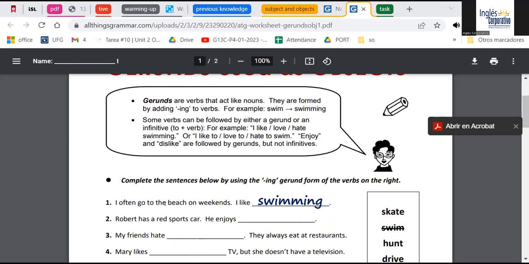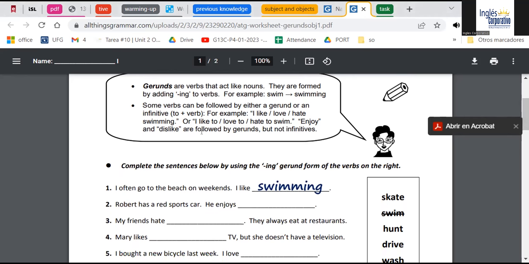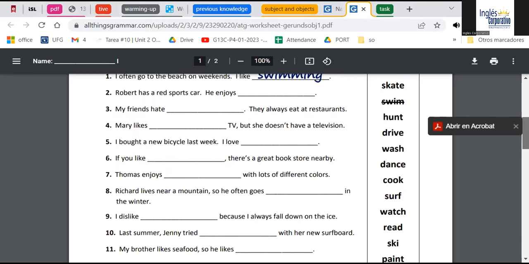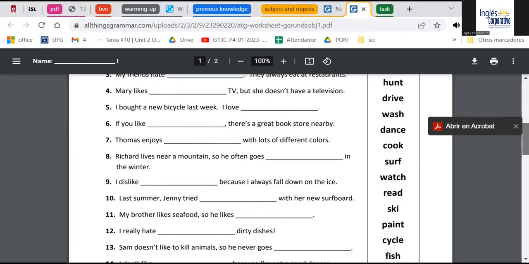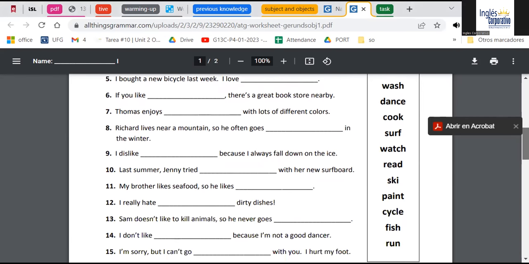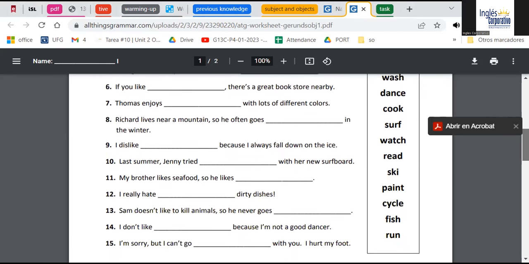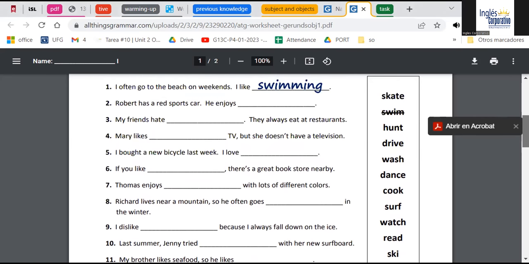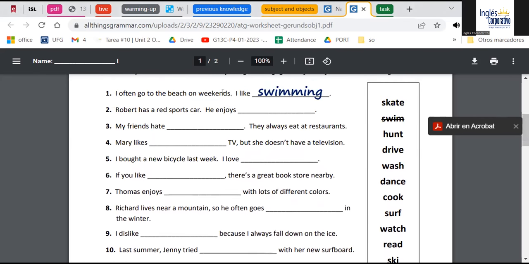I often go to the beach on weekends. I like swimming. Robert has a red sports car. He enjoys driving. Okay, so let's look at the verbs. Drive, hunt, wash, dance, cook, surf. Watch, read, ski, paint, cycle, fish, and run. Okay, let's see number two. So what do you think? Driving. Okay.